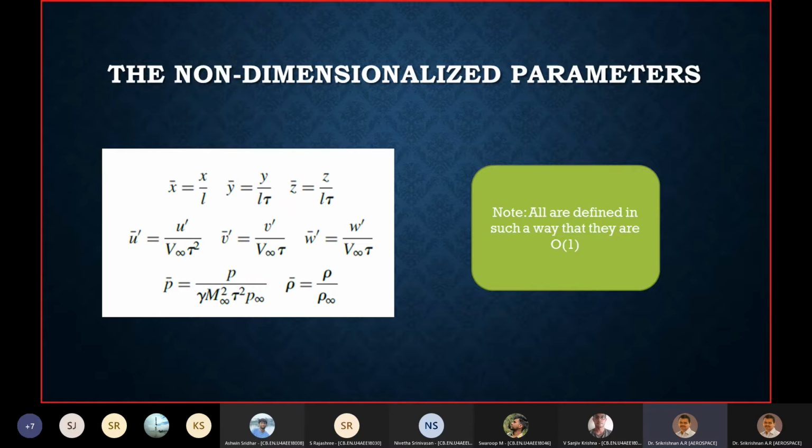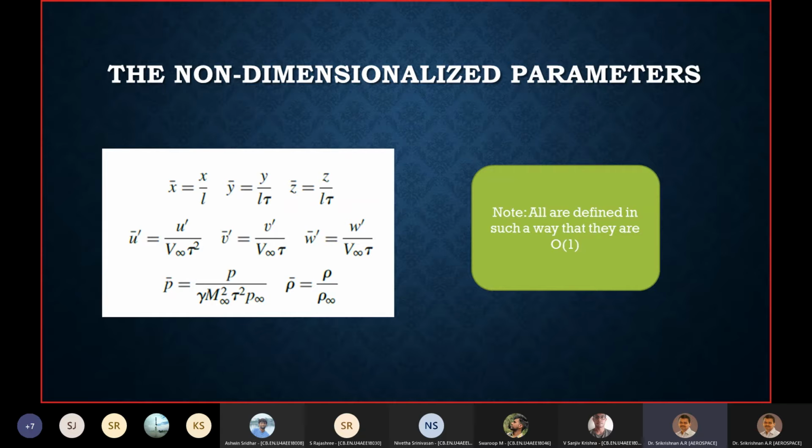Now, with that, we have pretty much all the parameters non-dimensionalized: x bar is x by L, y bar is y by L tau. Tau is the inverse of L by D, that is D by L. Then Z is also non-dimensionalized in a similar way. U bar, U dash bar, we have seen that already.